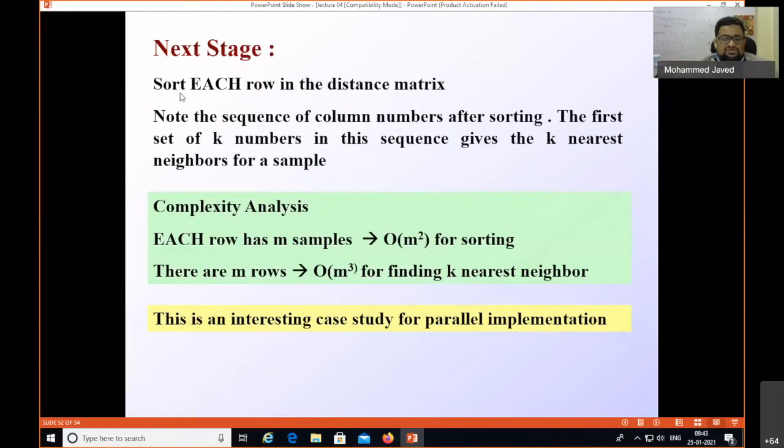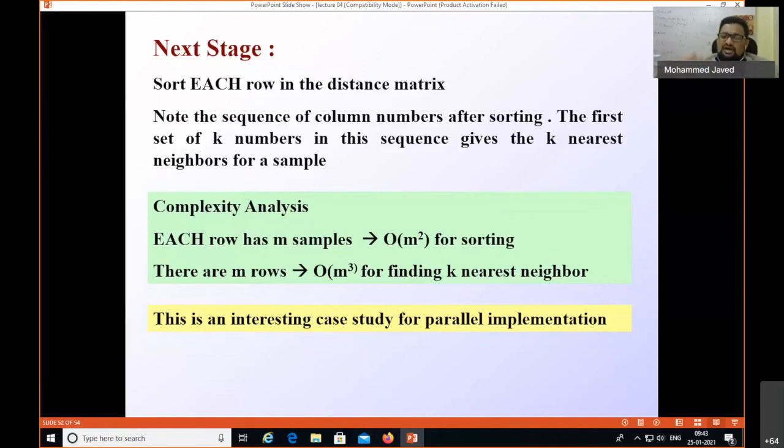Okay, sort each row in the distance matrix. Once you sort each row in the distance matrix, note the sequence of column numbers. After sorting, the first set of k numbers in the sequence gives the k nearest neighbors of the sample. So another idea is, given a sample whose nearest neighbor you want to find, you simply sort the entire row.